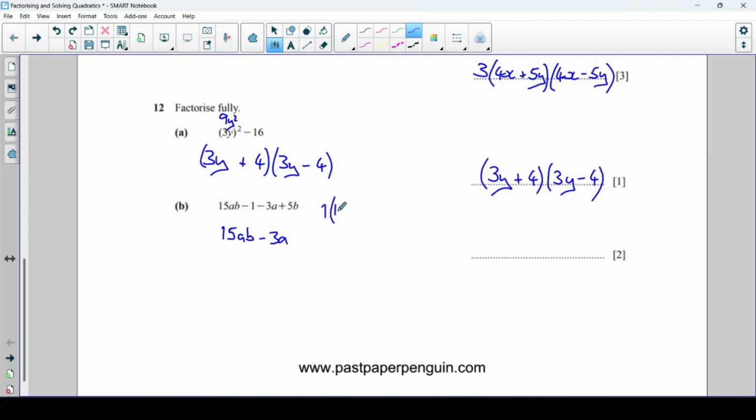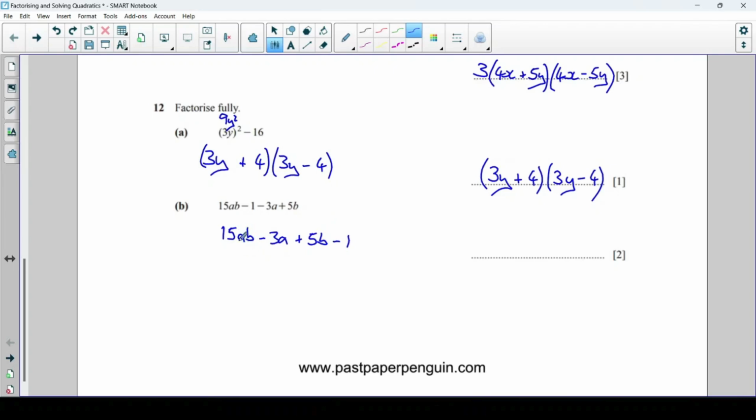I get 1 brackets 15ab minus 1, and then here there's nothing I can factorise out of these either. Again, it'd be like minus 1 brackets 3a minus 5b, and those two brackets aren't the same, so that hasn't worked. So that's why with this one I'm just going to rearrange a little bit. So I'm going to put the minus 3a next, and then let's put the plus 5b and let's put the minus 1 last and see if that works at all.